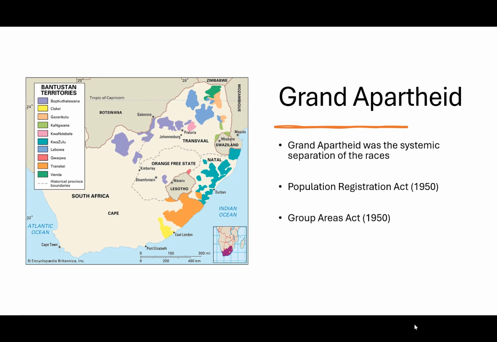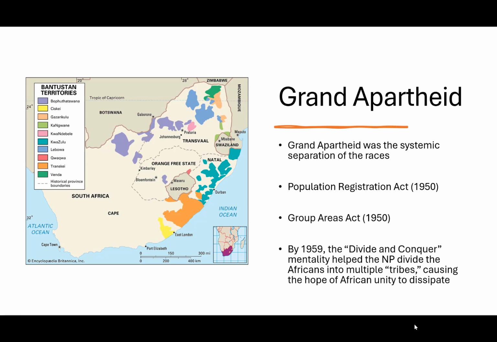You see these Bantustans that will happen in 1959, but it was to help us understand that now all of a sudden they're going to separate the geographic areas so that Africans are not just seen as Africans; the Africans are going to be seen, identified by these different groupings. So this is all about divide and conquer. This divide and conquer by 1959 really helped the National Party divide the Africans into multiple tribes, causing the hope of African unity to really dissipate.